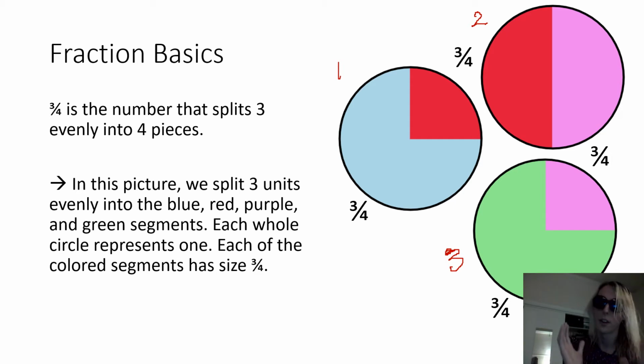Just if we have 3 cups of flour and we split into 4 piles, how much is going to be in each pile? 3/4 of a cup of flour. And we can see this visually too. If we split 3 units evenly into 4 pieces, each of those 4 colored pieces is going to be of size 3/4, just like in the picture.